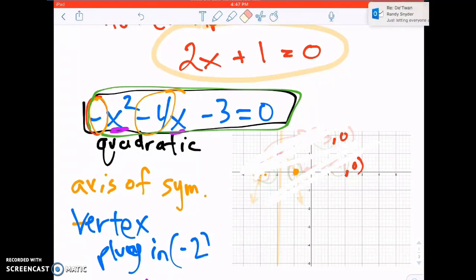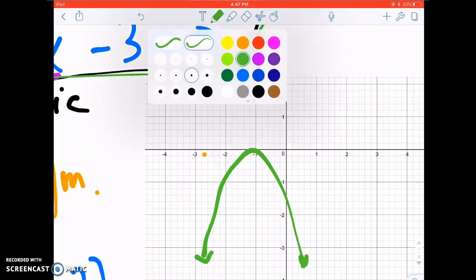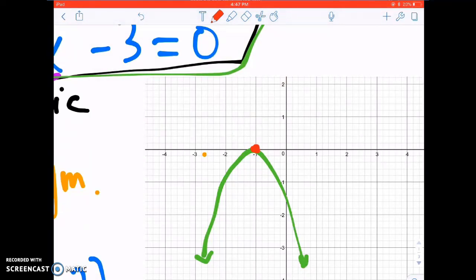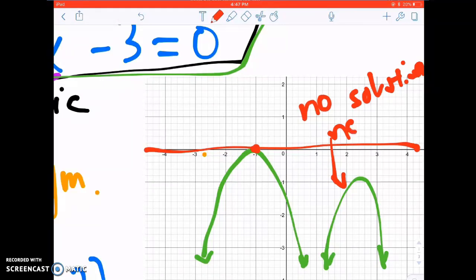Now real quick, and this is the last thing, sometimes you might have a graph that looks like this. How many zeros does this graph have? Hopefully you can see it only hits the x-axis one time, so it'd be 1, 0. Occasionally you'll have a graph that may look like this. Does this ever cross that x-axis? It does not. So this graph here, we would say has no solution or no zeros. And that's pretty much it.